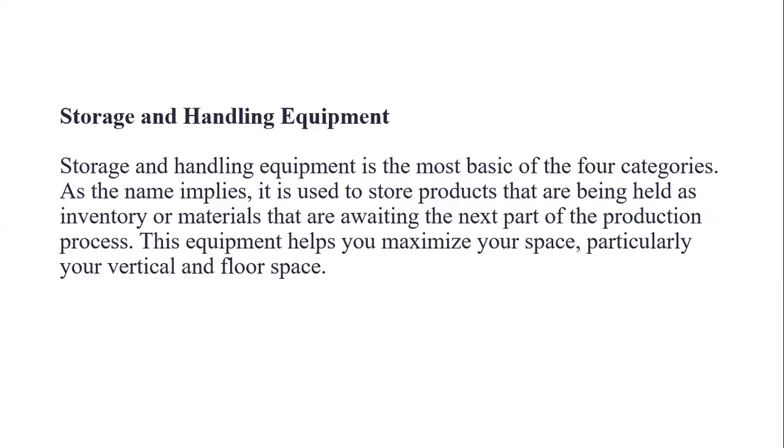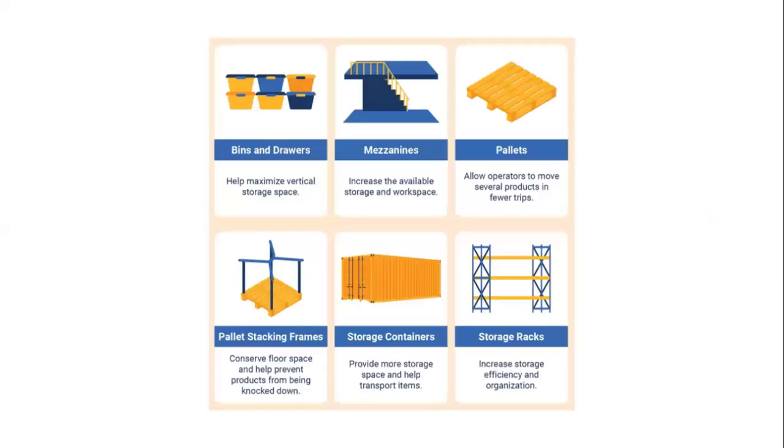Okay, first one is storage and handling equipment. As the name says, this equipment is used for handling and storing the material in the particular location so that your work will be completed on time. For example, this slide represents various types of storage areas in a particular industry. First one, bins and drawers, where you can store the material. And the second one is mezzanines. Mezzanines is nothing but a projected area above the ground so that you can maximize the working area.